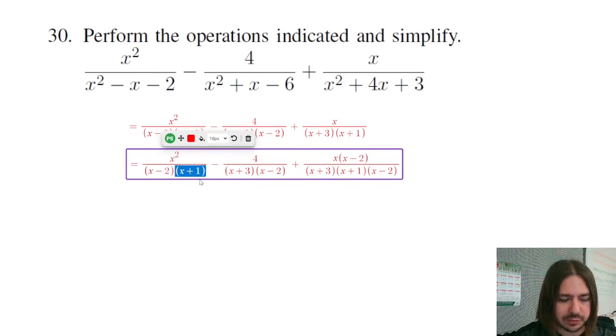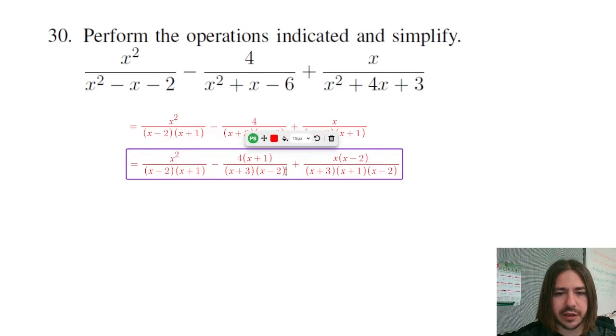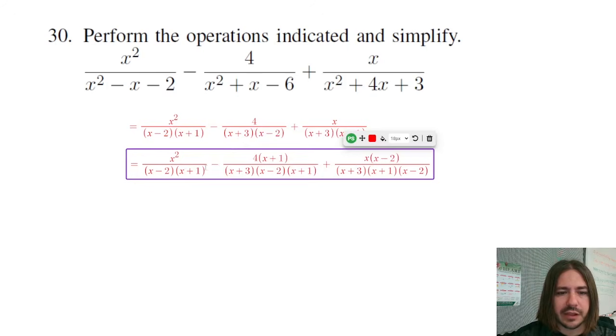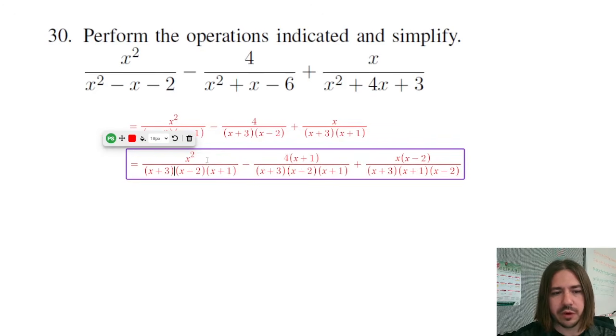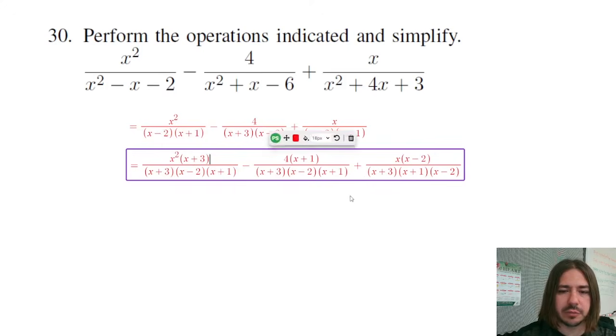So x minus 2 is accounted for in all three fractions. Now let's look at x plus 1. It's in the first one. It's not in the second one, so we'll multiply it here. And it is already in the third one. Then the last factor that we need to make sure is present everywhere is this x plus 3. And so we don't see that in the first one, so that first one I'm going to multiply by x plus 3 over x plus 3.